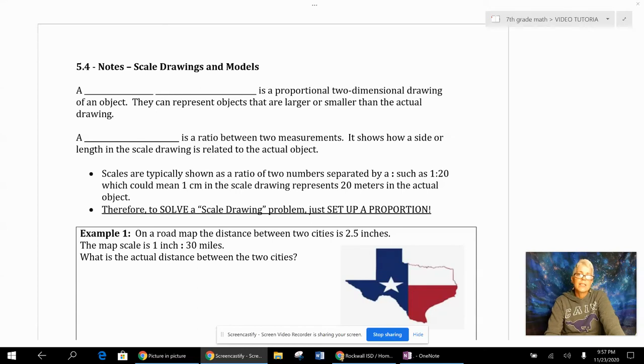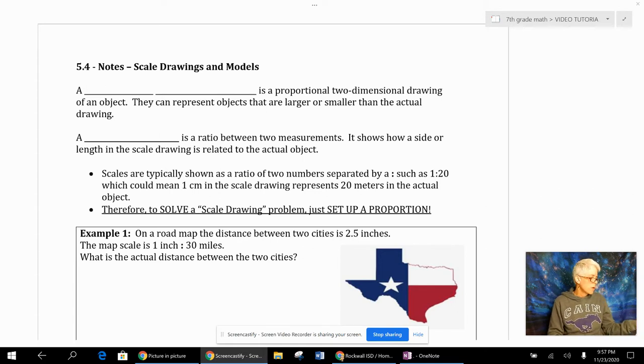Hey guys, today is the final lesson of Unit 5. Yes, the final lesson. It is a very short unit. And we're going to take what we've already learned about proportions and apply them to scale drawings.